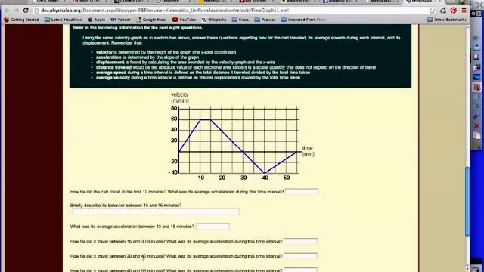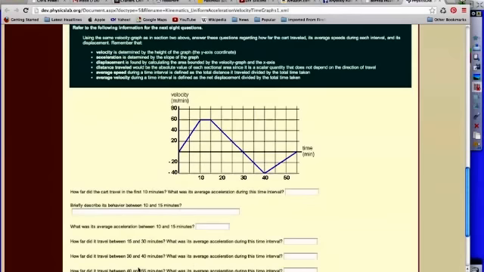How far did it travel between 30 and 40 minutes? It traveled in a negative direction. So we have to find the area of this triangle, and it's a negative displacement. We have a height of 40 and a base of 10. 40 times 10 is 400, and half of that would be 200, so 200 meters for this interval right here.